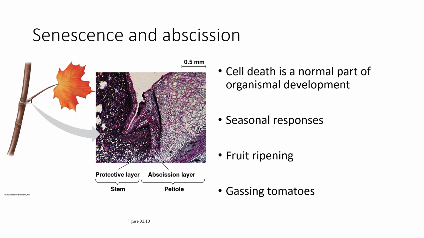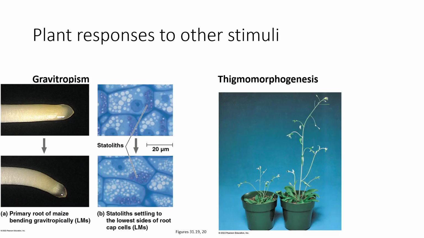Ethylene is also responsible for the cell death during fruit ripening, which is why you can actually grab green tomatoes, gas them with ethylene, and get red tomatoes. They don't taste like the vine-ripened ones. Plants respond to other stimuli.